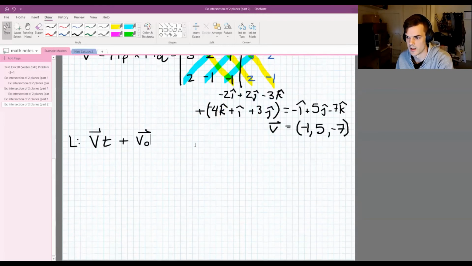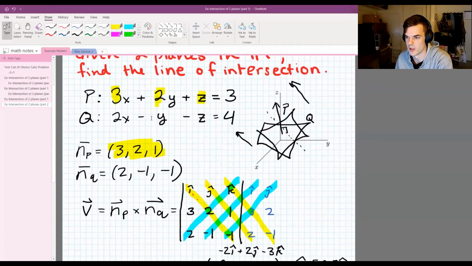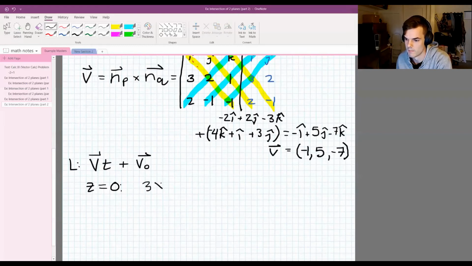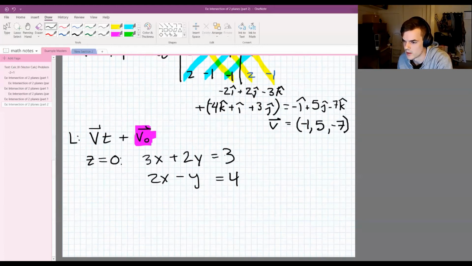And an easy way to find a point is if you set z equal to 0, we're going to have two equations for x and y, and we can just solve that to get a point that's going to be on this line. So setting z equal to 0, p is going to be 3x plus 2y equals 3. And q is going to be 2x minus y equals 4. So this is us solving for v naught. And this is a pretty quick system of equations. This means 2y equals 3 minus 3x, or y equals 3 over 2 minus 3 over 2 x.